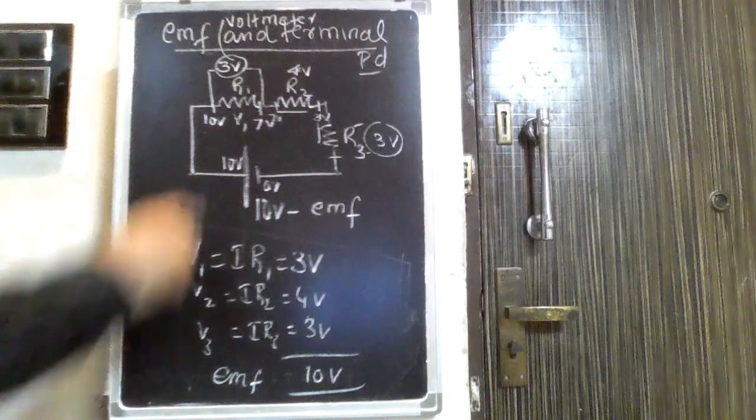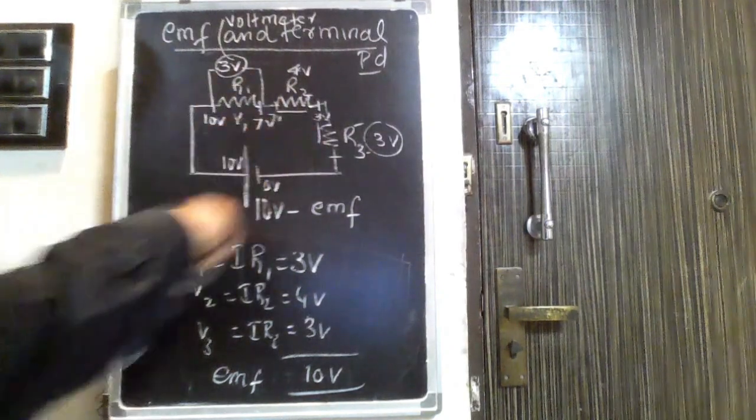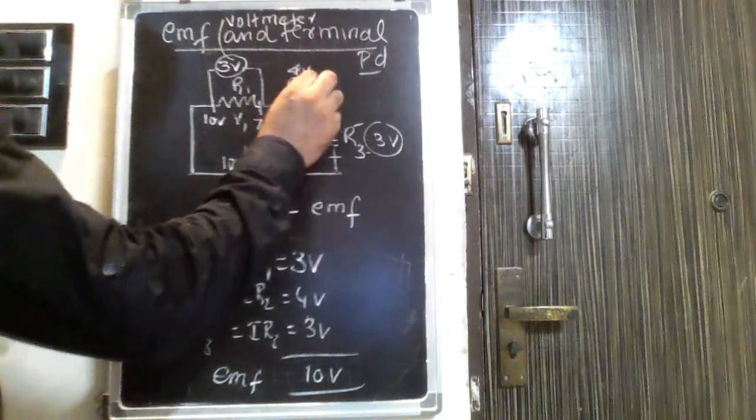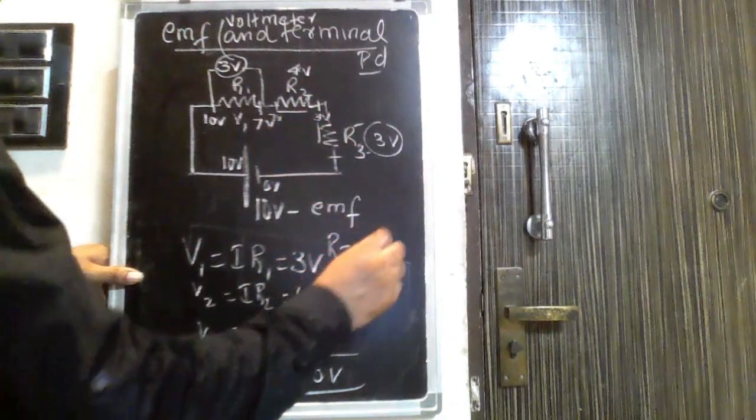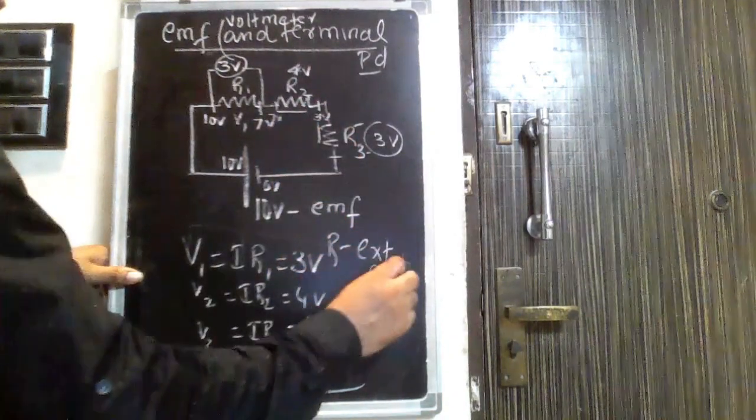Okay, very good. So we got resistors here. These resistors are connected outside the battery. So they are called external resistors. So my capital R is called an external resistor.